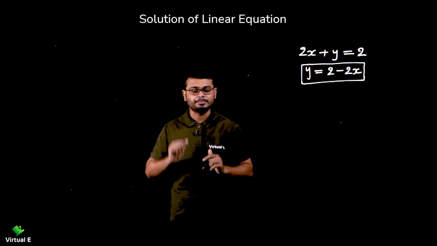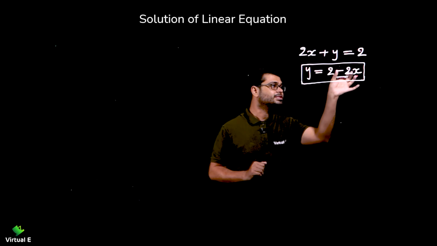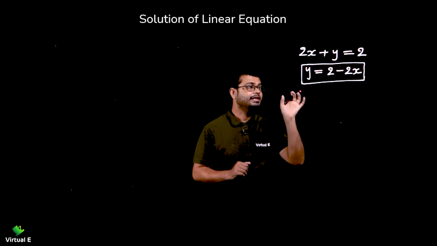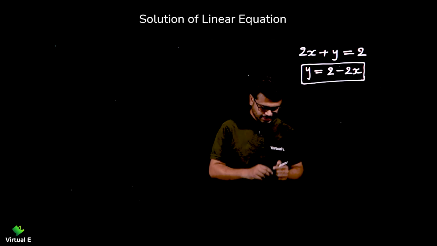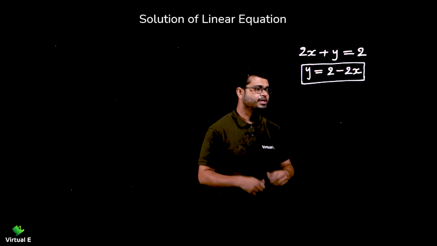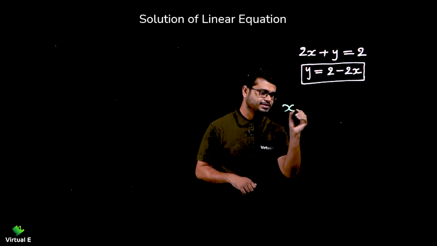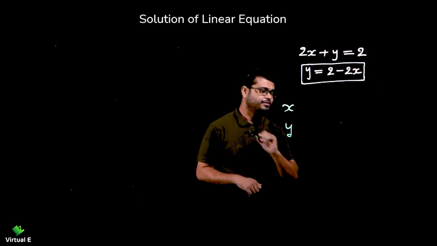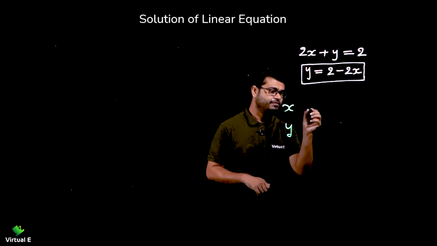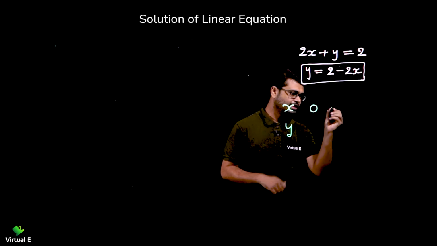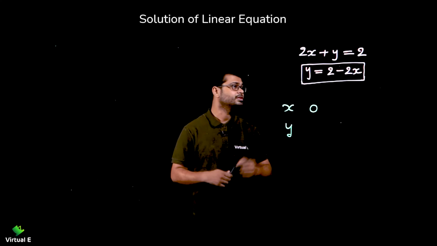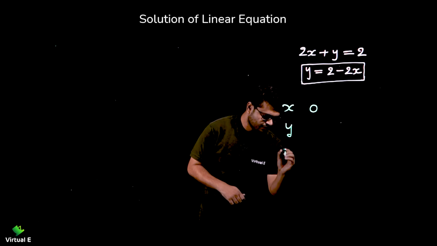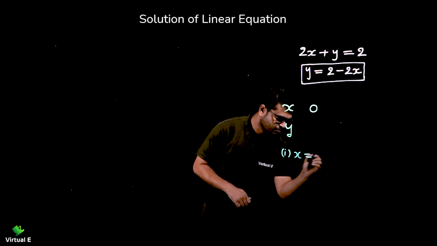Now, what will I do? I will take some values of x and then I will get values of y. So first of all, let's start with that part. I'm just making one table, with x here and y here. First of all, let's take 0. So first, x is equal to 0.